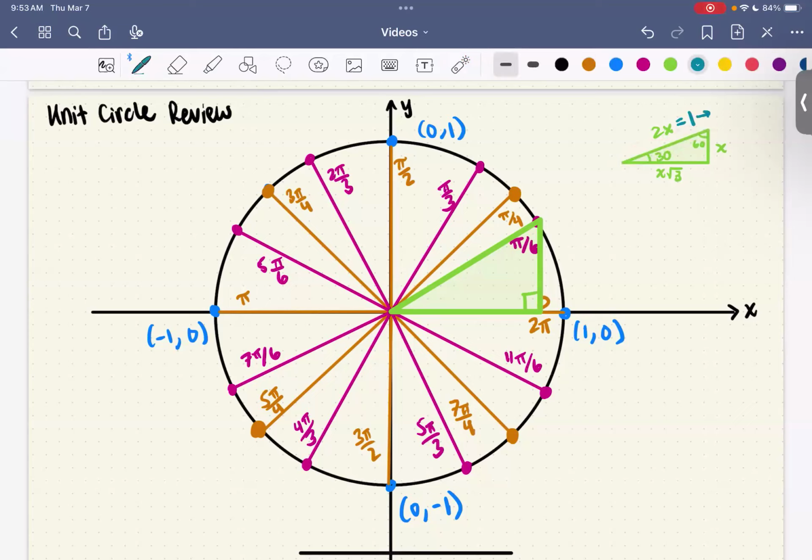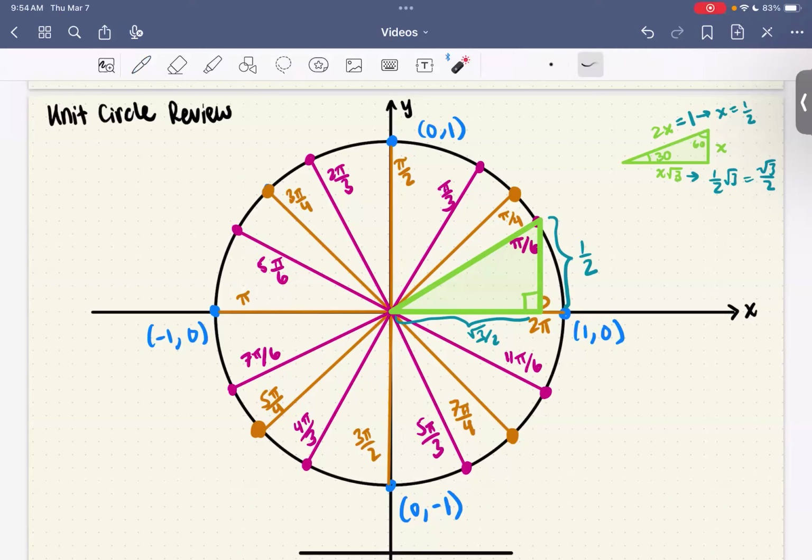So I would say x is 1/2. That tells me that the distance of this little short side is 1/2. And this longer side has a length of 1/2 times square root of 3. That's root 3 over 2. Okay, now you might recognize these numbers. These are exactly the values that you sort of memorize in the unit circle.